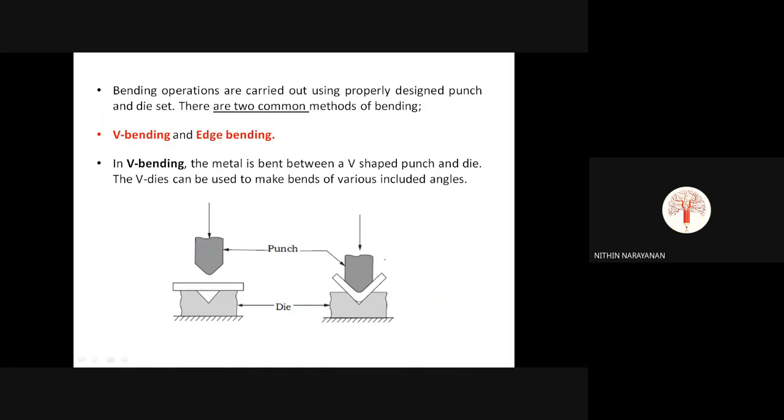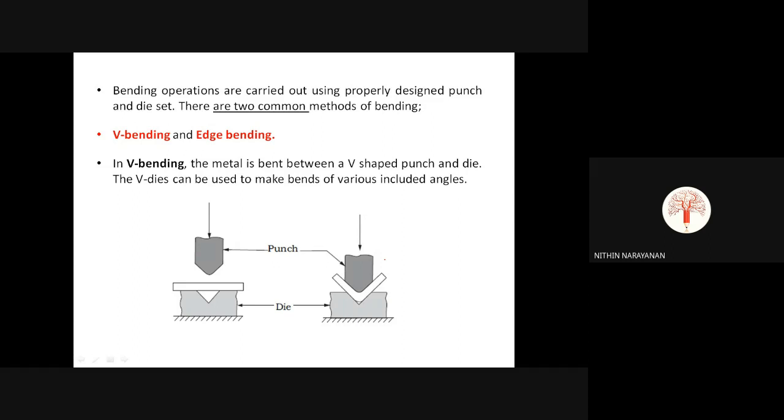Bending operations are carried out using a properly defined punch and die set. There are two common methods of bending. Bending does not mean we simply hold the sheet by hand and bend it, right? We are using certain tools for bending. And there are two different methods of bending, that is, the first one is V bending and the second one is edge bending.